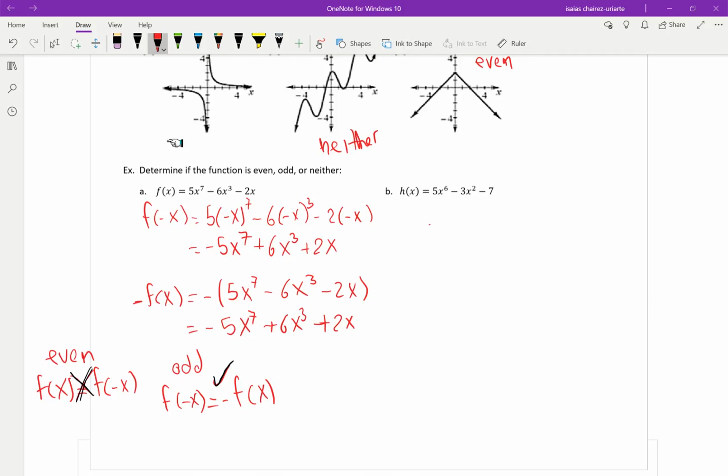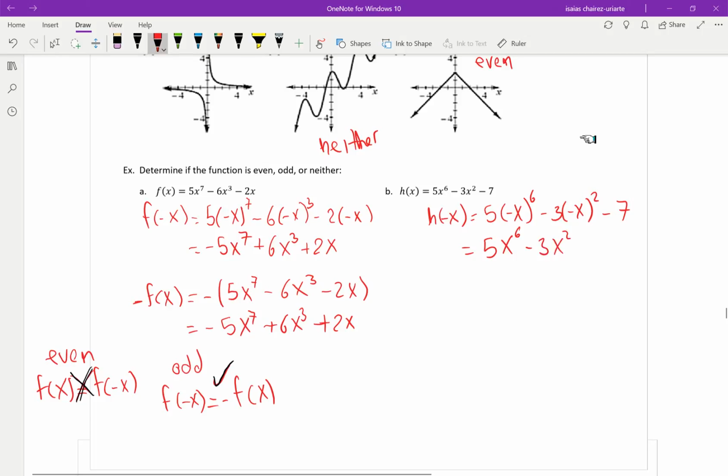I have to compute h of negative x, which is going to be 5 negative x to the 6th minus 3 negative x to the 2nd minus 7. Okay, now I have a negative raised to an even power, so that becomes positive. So that's 5x to the 6th. And then here, be careful with the signs. Negative x squared is going to become positive, but then you're going to multiply by a negative 3. So that's going to be negative 3x squared minus 7. That's h of negative x.